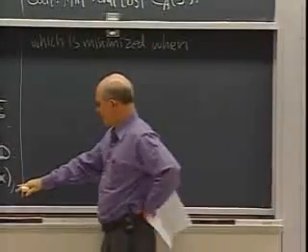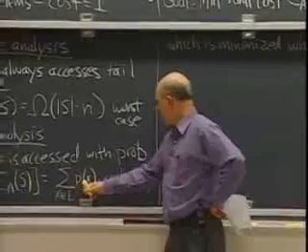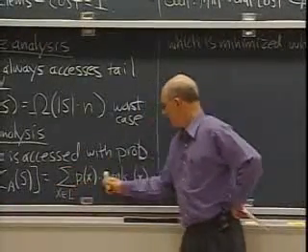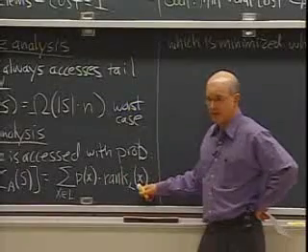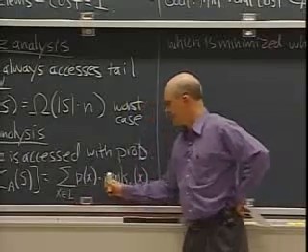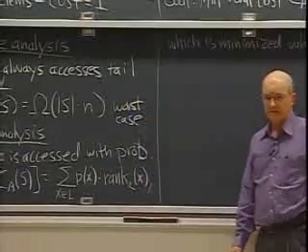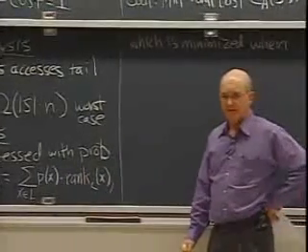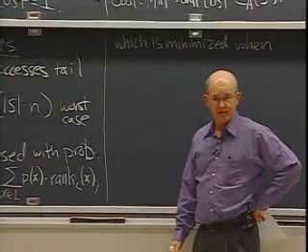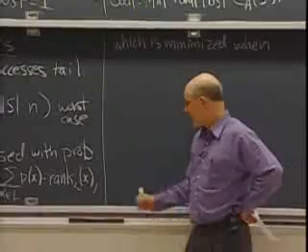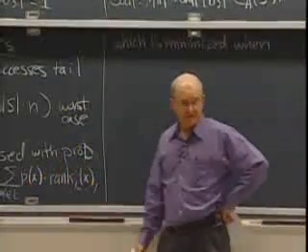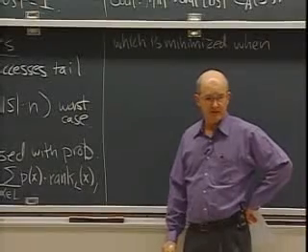So this is just the definition of expectation: the probability that I access X times the cost, summed over all the elements. And the cost is just going to be its position in the list. So when is this summation going to be minimized? When the element most likely has the lowest rank, and then the second most likely has the second rank.